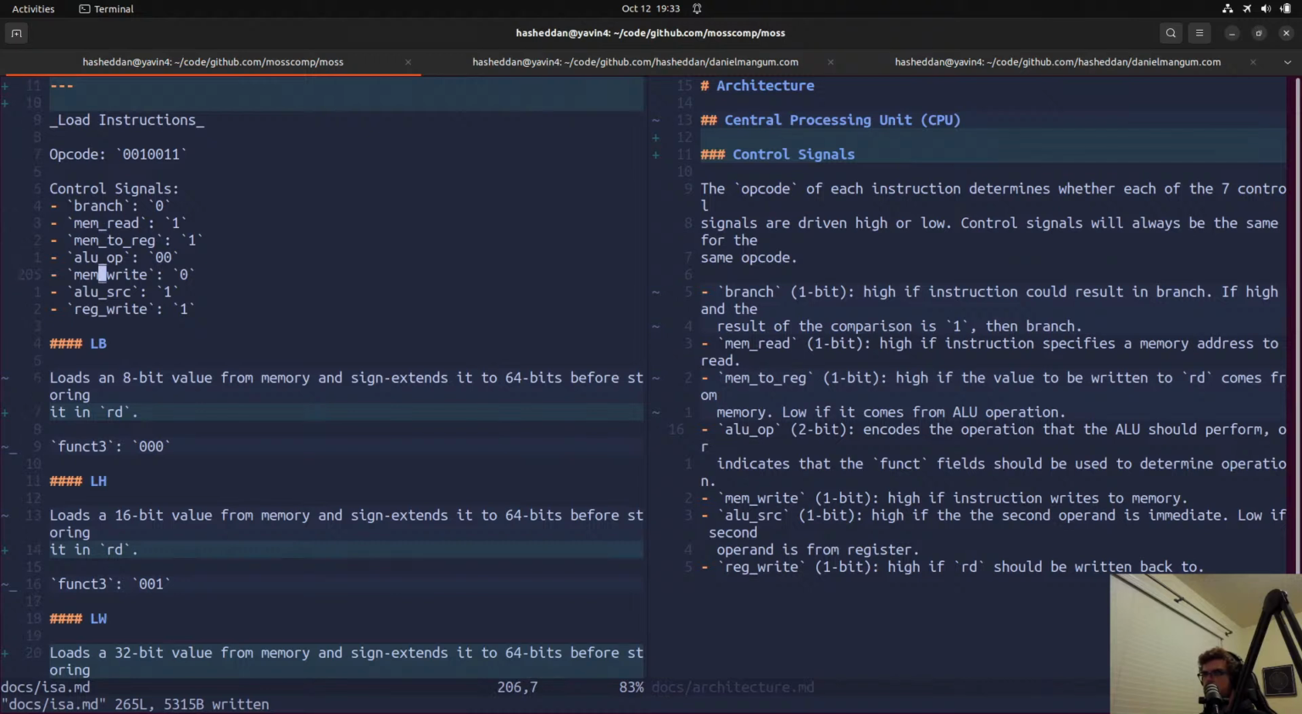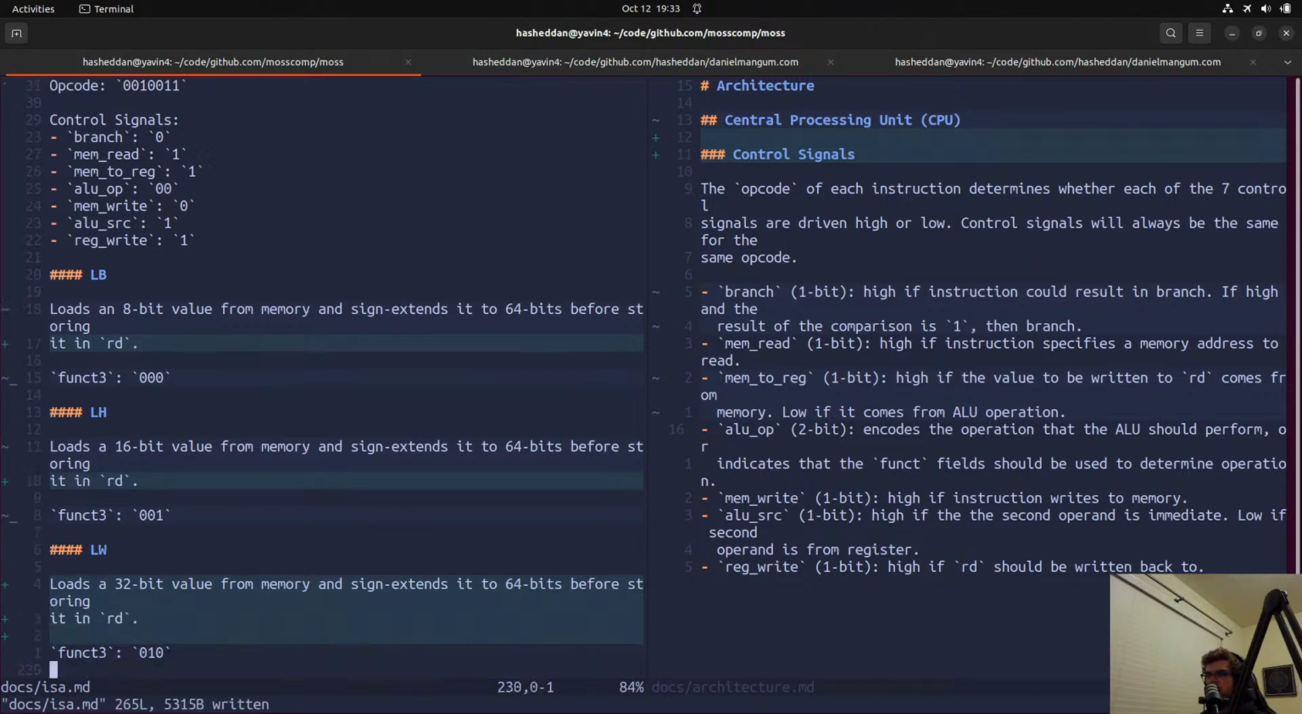Branch, memory, ALU op, MemWrite. We're not writing anything to memory. We're just reading from memory and storing in the register file. ALU source is saying that the second operand is the immediate. Yeah. And then RegWrite, we're writing back to the register file. So that's high. Okay.